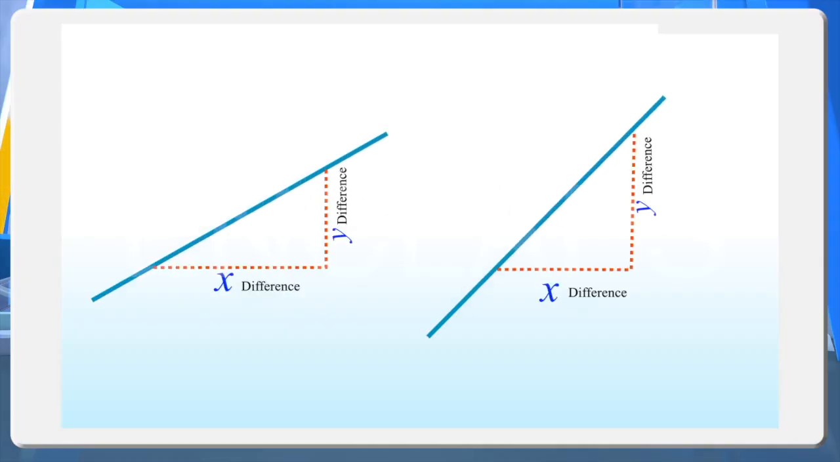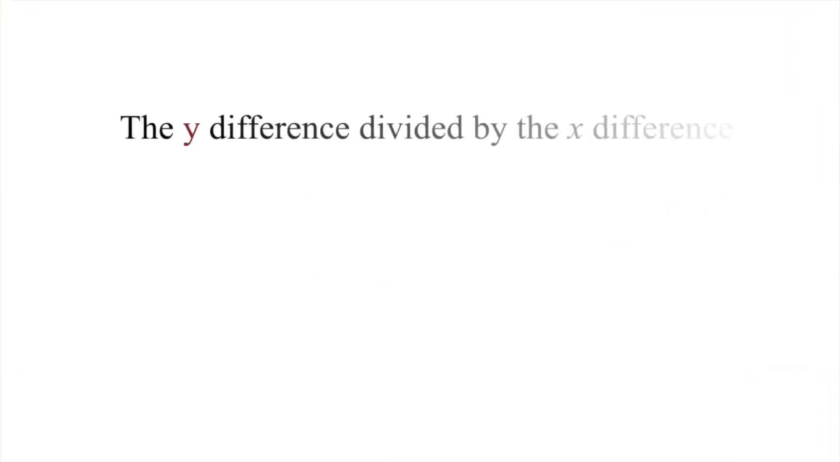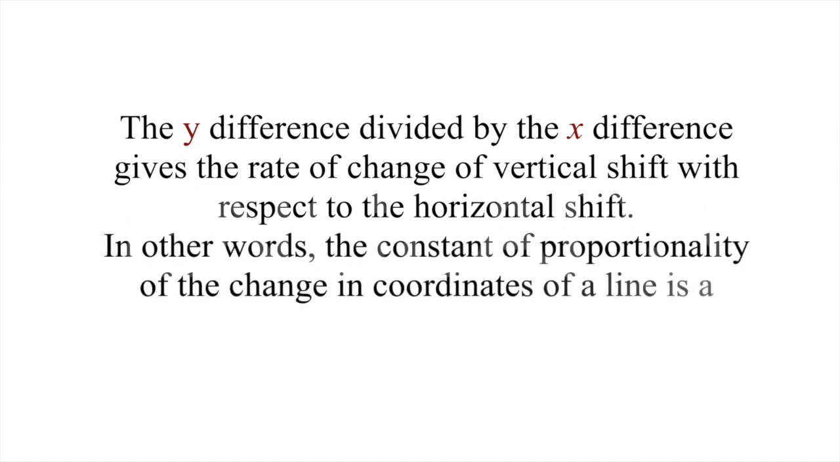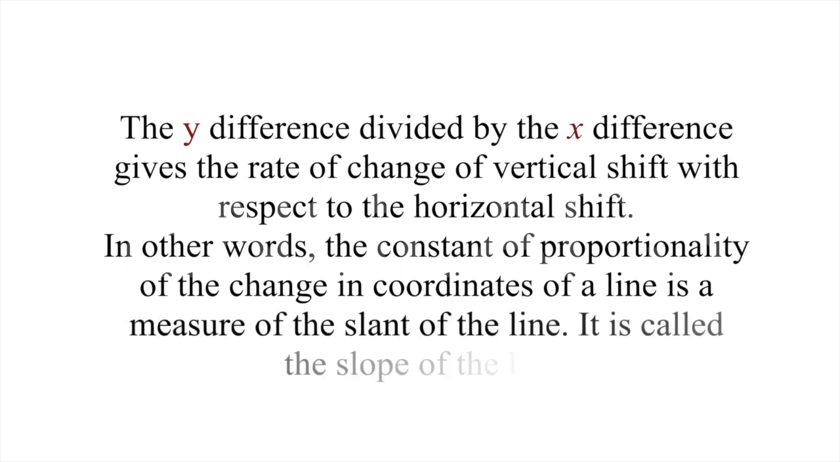Look at this picture. Geometrically, the x difference is the horizontal shift and the y difference is the vertical shift. Then the y difference divided by the x difference gives the rate of change of vertical shift with respect to the horizontal shift. In other words, the constant of proportionality of the change in coordinates of a line is a measure of the slant of the line. It is called the slope of the line.